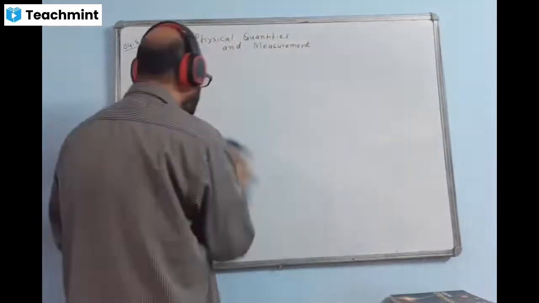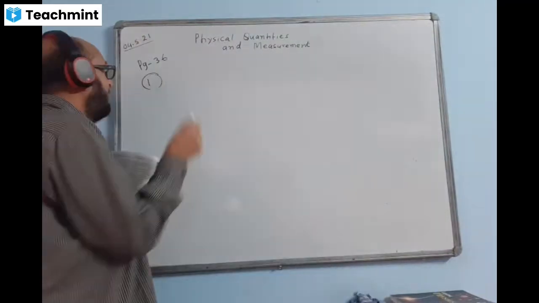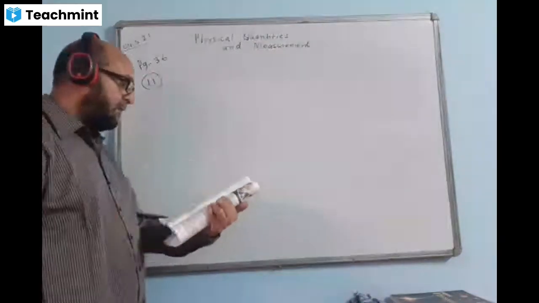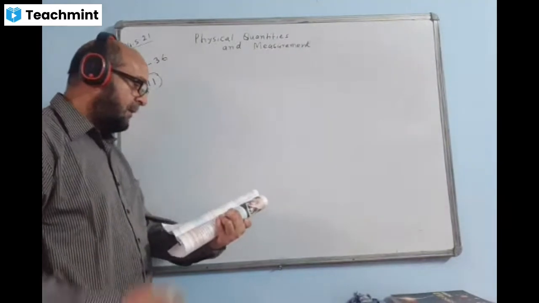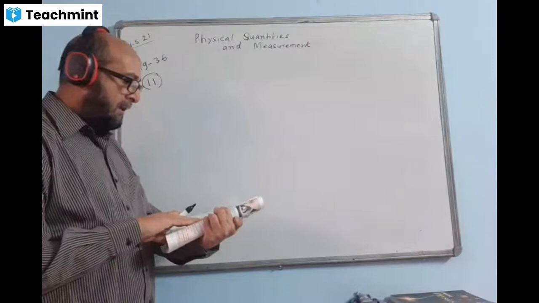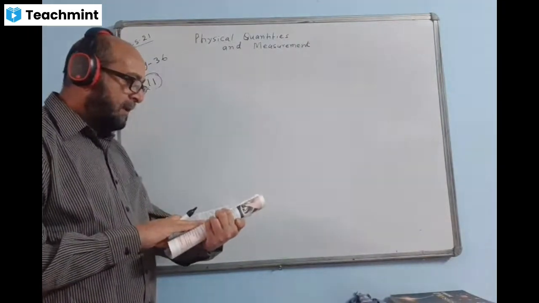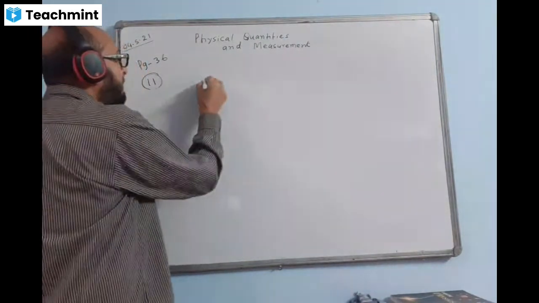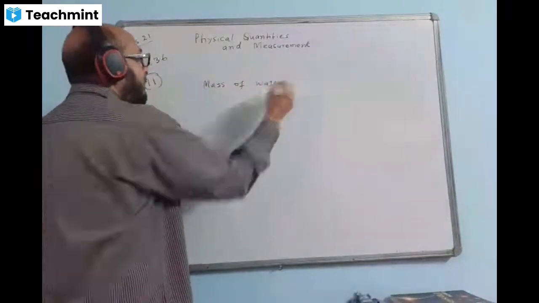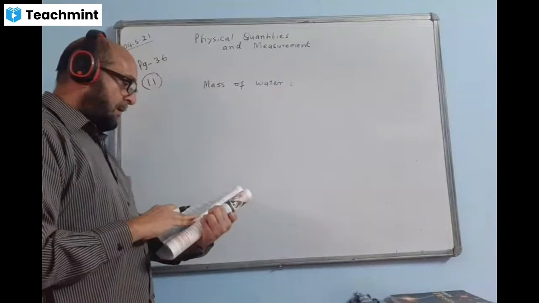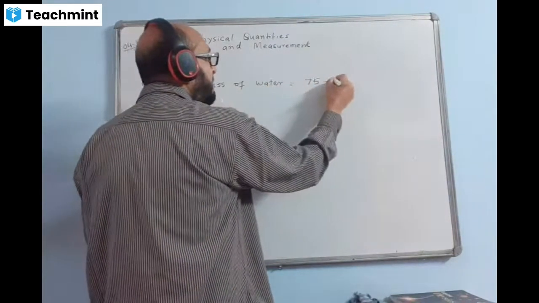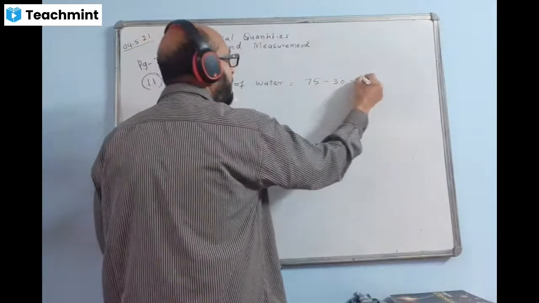Now we are doing the last question, number 11. This question is the same as the previous one. Okay, 9, 10, 11 are all similar. The mass of an empty bottle is 30 gram. It is 75 gram when completely filled with water. Let us first find the mass of water. Mass of water will be 75 minus 30. Empty bottle mass you have to subtract. 75 minus 30, the answer will come 45 gram.